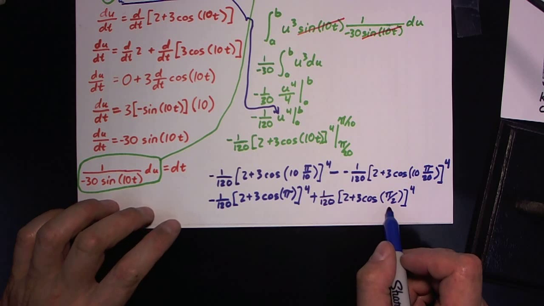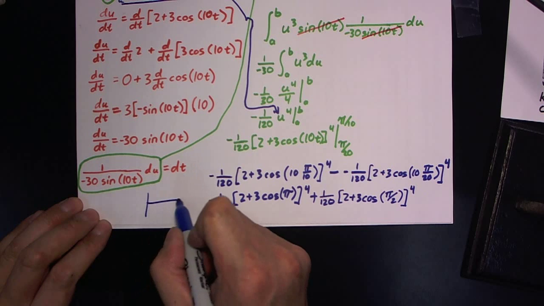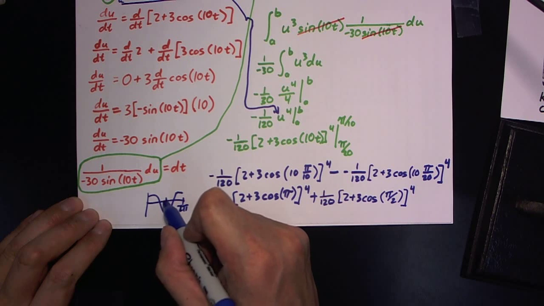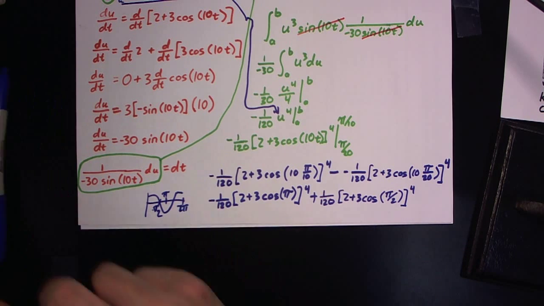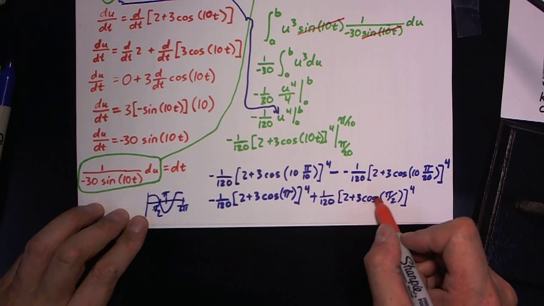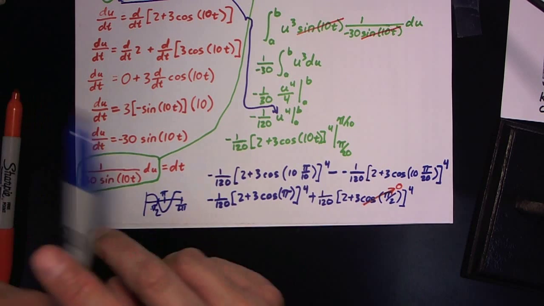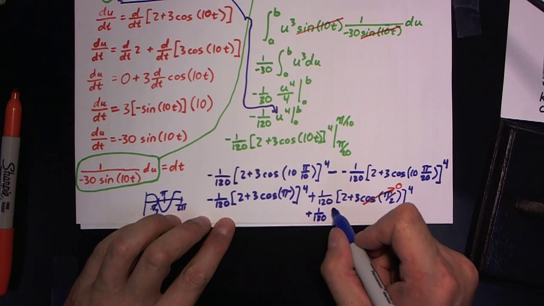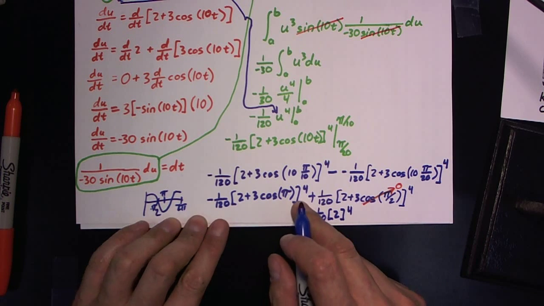Okay, cosine of pi over 2. Well, if you remember your cosine function, that's 2 pi radians, that's pi, and then this here is pi over 2. So, cosine of pi over 2 is, fortunately, 0. So what we're left with on this side is plus 1 over 120 times 2 to the 4th power.